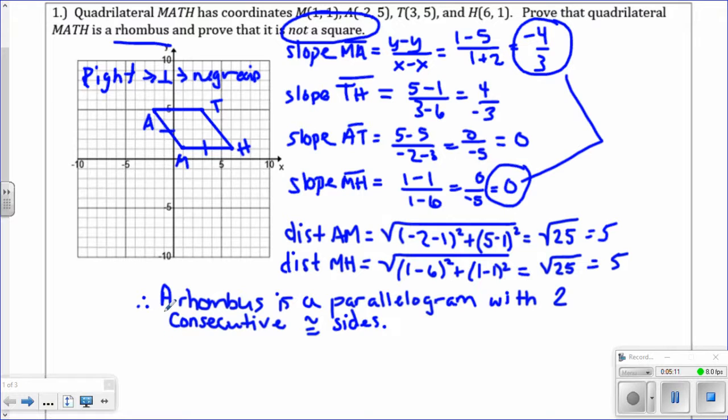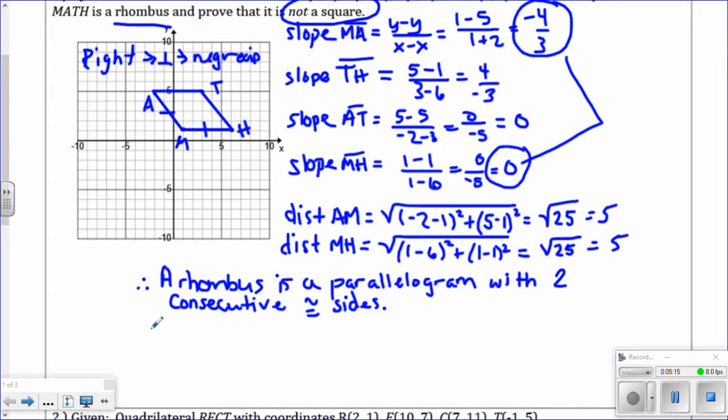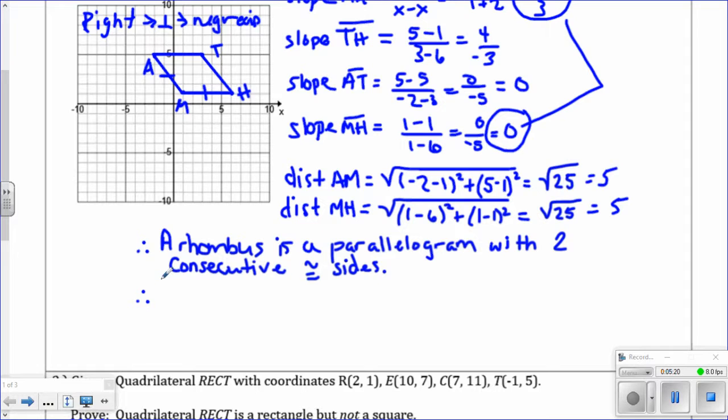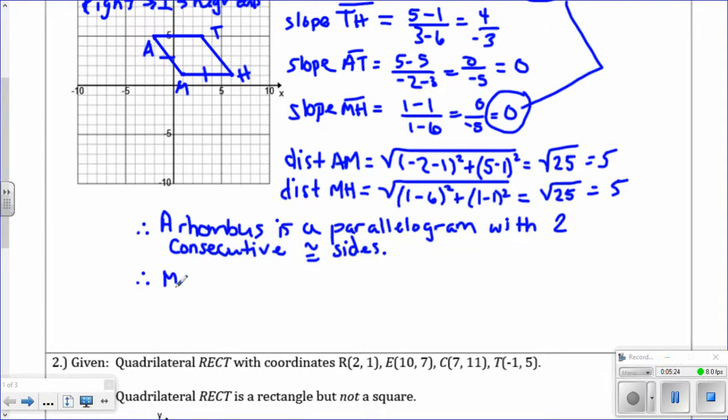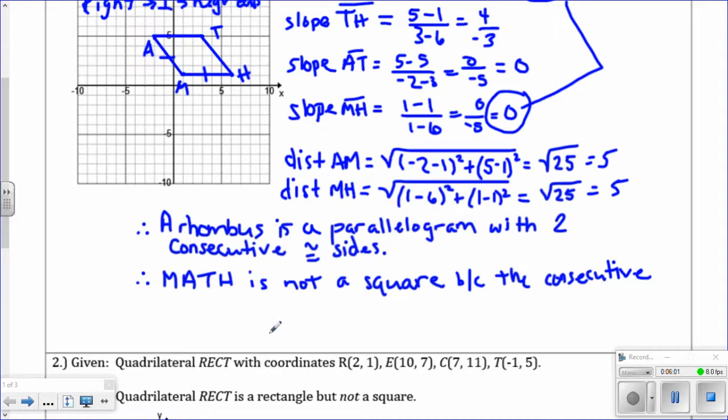I usually write two separate conclusions, like in this case one for the rhombus we already did. I'm just going to write another conclusion here, explain why it's not a square. So what was it, MATH? Okay, so MATH is not a square because, you don't want to just say because it doesn't have right angles, because you want to go to the slope formula and look at what that showed. There's two things you could write. The slopes of consecutive sides are not negative reciprocals, or you can say that the consecutive sides are not perpendicular. So actually I'm going to write the consecutive sides, meaning the sides next to each other, right? The consecutive sides are not perpendicular. Okay, there we go.